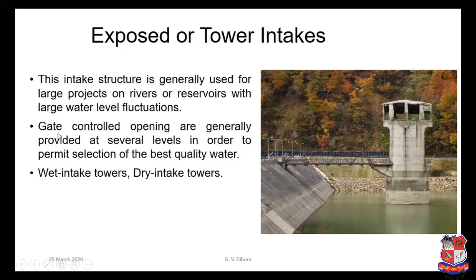Basically here we are providing gate-controlled openings, which are generally provided at several levels in order to permit selection of the best quality water. So in this intake, gates are provided at different levels inside the reservoir or inside this intake, or say if it is provided in the river, then in the river intake, right? So that we can selectively withdraw the best quality of water from the intake. This may be a wet intake tower or a dry intake tower.